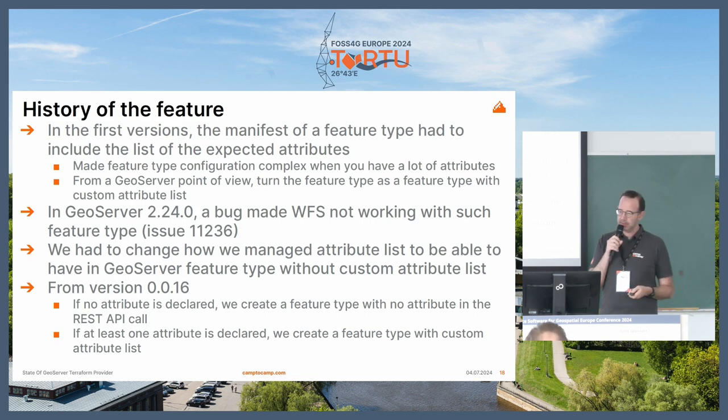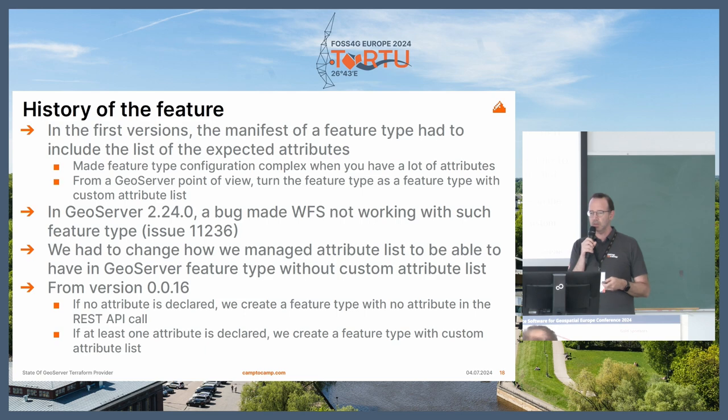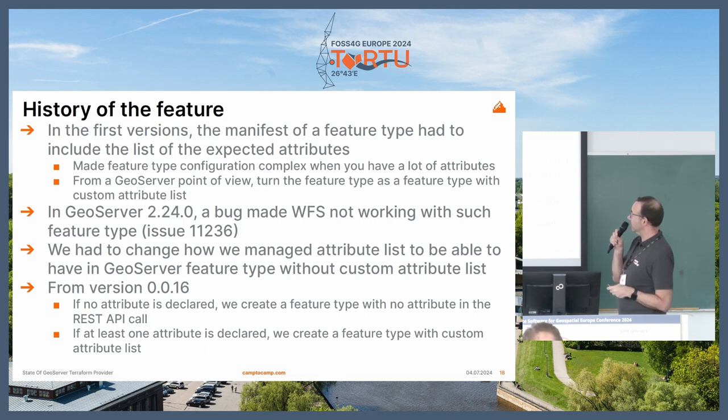One of the problems is that when you have in your database a table with 30 columns, it takes quite a time to create your resource. And moreover, by doing so, GeoServer will consider the feature type as one with a custom attribute list. In GeoServer 2.24.0, there was for some time a bug which made WFS not work with a custom attribute list feature type, which was issue 1123 6.